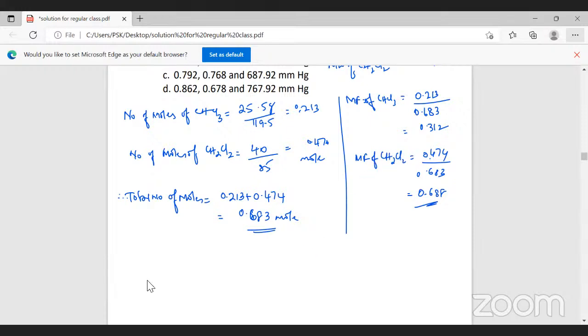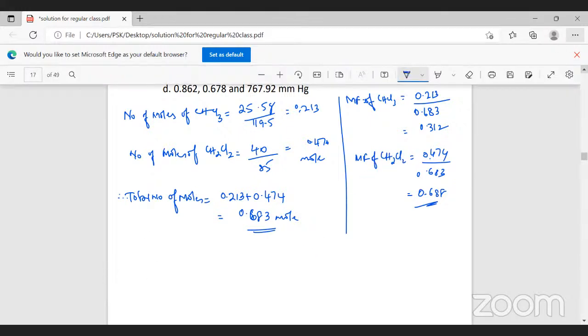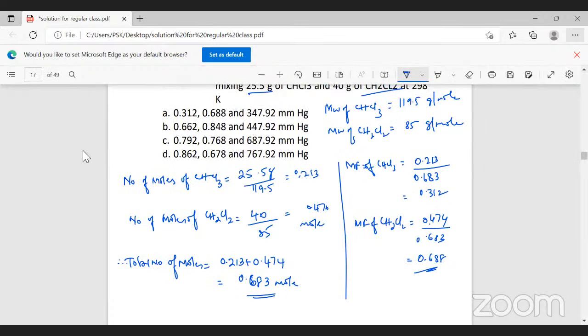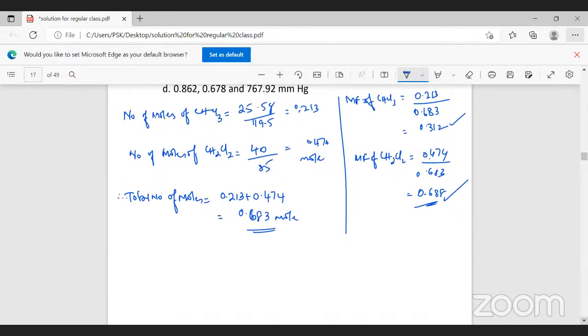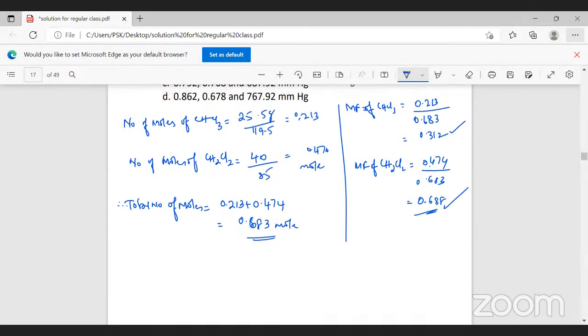Now tell me the second part of the question. See, we got it here. Here's the answer we got: 0.312 mole fraction of chloroform and 0.688 mole fraction of dichloromethane. Now we'll work on the last part of the question.